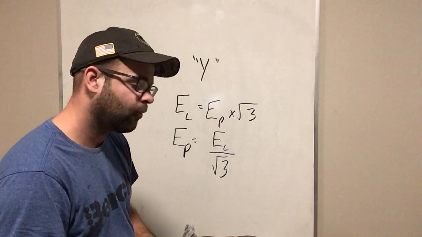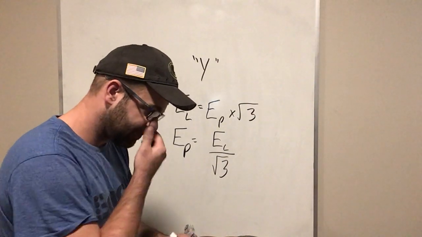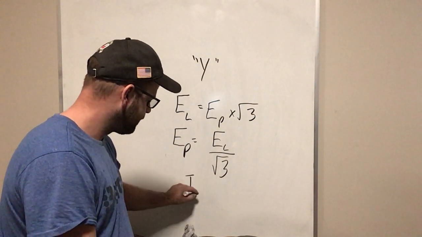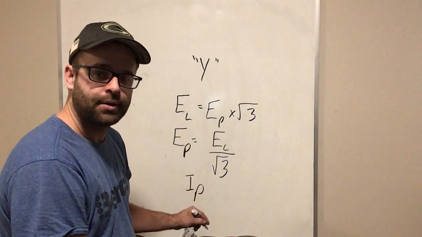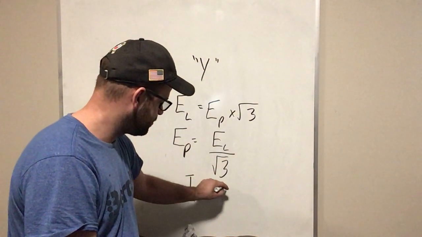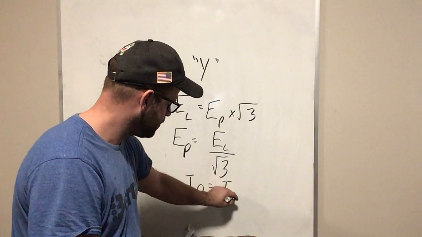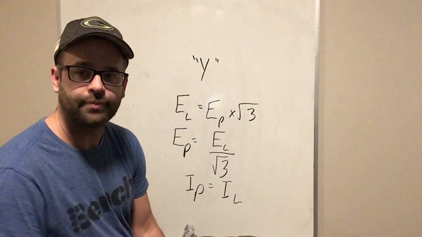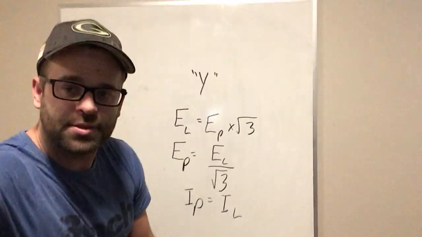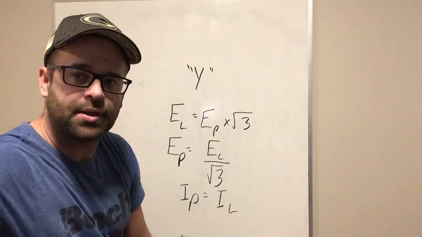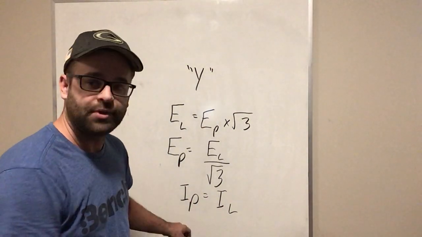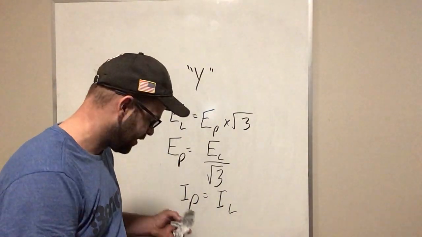And then for current, I phase is equal to I line. Okay, they are the same. All right, so nothing too crazy with that. Just put that up a little bit. So you can pause that and write that down if you haven't already.